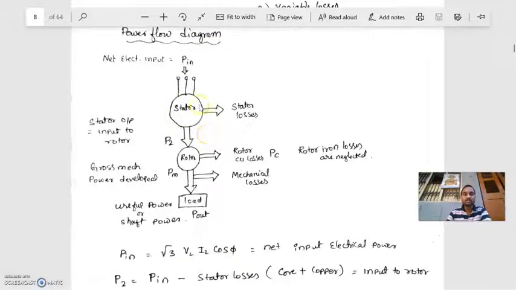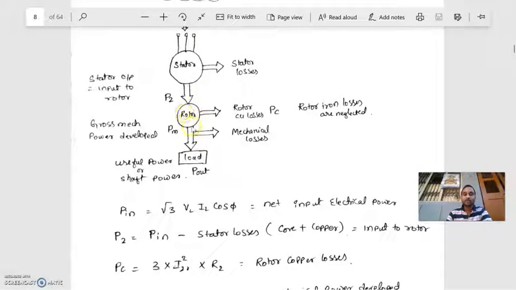In the induction motor we have the stator part and the rotor part, and the stator is connected to the input supply and the rotor is connected to the output load. Okay. So P in is the input power, the net electrical input, a three-phase input given to the stator, RYB. The output of the stator is given to the rotor. So the output of the stator is the input minus stator losses. Adding the stator losses and the output power gives the input to the stator.